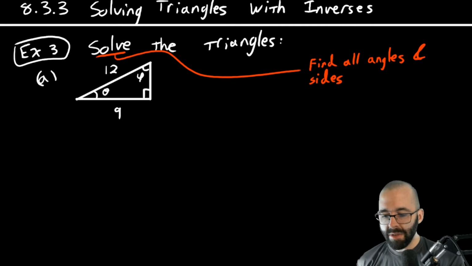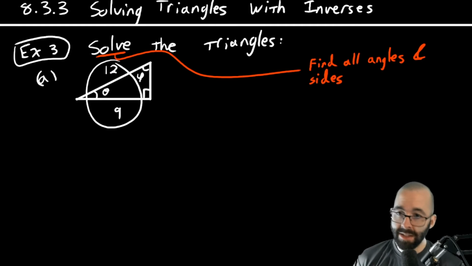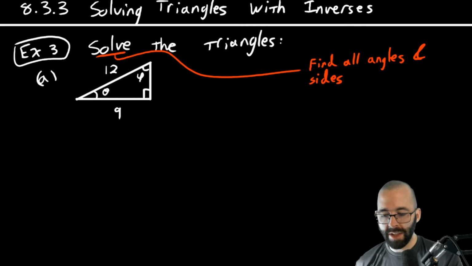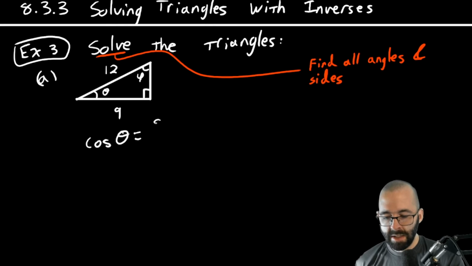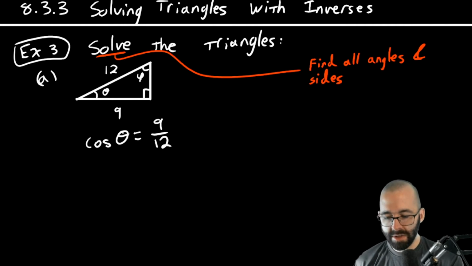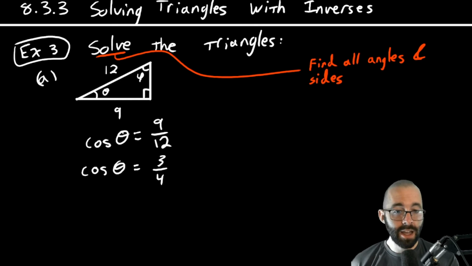So how do I find a trig function that relates these three things together? Well, it's the adjacent and the hypotenuse, SOHCAHTOA. That's a cosine. So cosine of theta is equal to 9 over 12. Oh, I'm getting excited. Cosine of theta reduces to 3/4. So what is theta? I don't know.